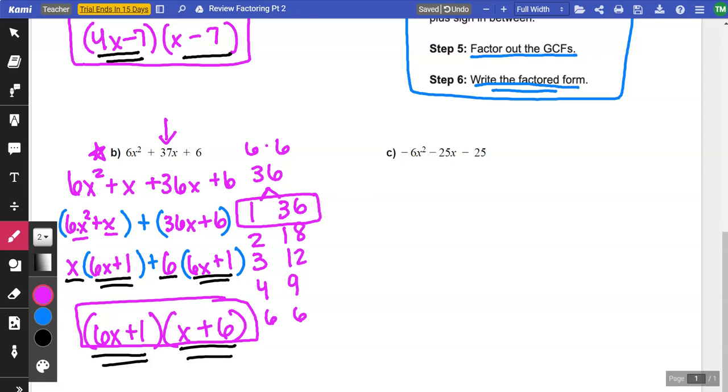Now go ahead and do part C without me. Pause the video and then come back when you're ready to check your answer. I'm going to give you a hint though. All of these terms are negative. So I would factor out a negative 1 as a GCF in your very first step, and then follow that by factor by grouping.